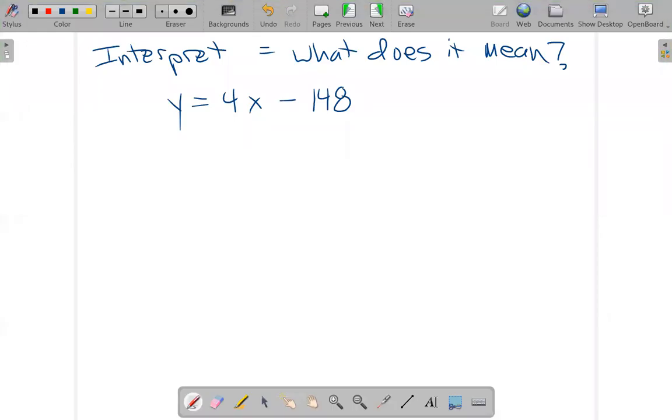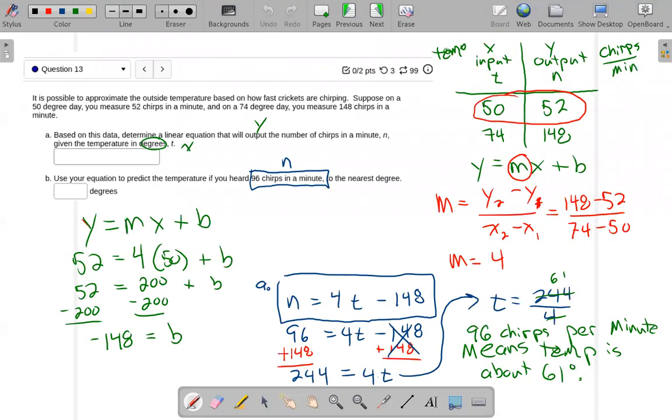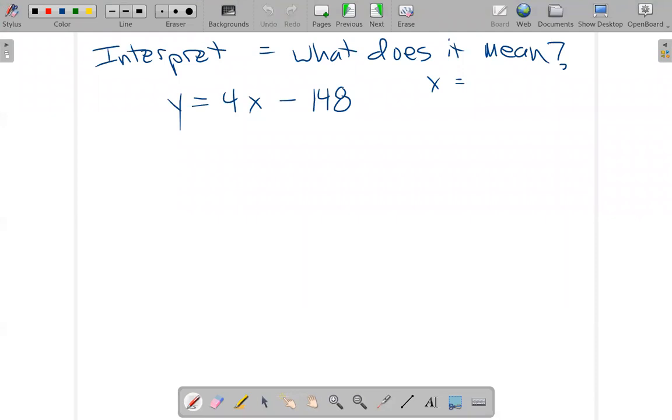All right, so we're going to interpret the cricket model that I calculated earlier. My x here was the temperature in degrees Fahrenheit. Ooh, that's a hard one to spell. Fahrenheit, that looks better. And y was the cricket chirps per minute. And I found the slope was 4 and the y-intercept was -148.